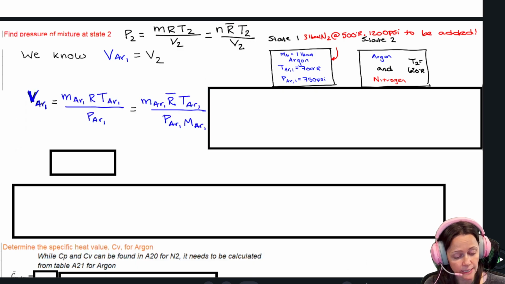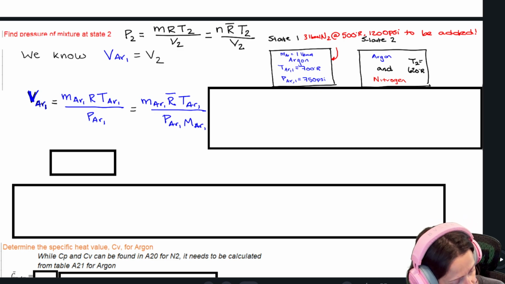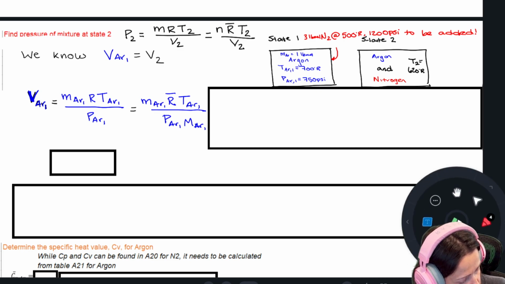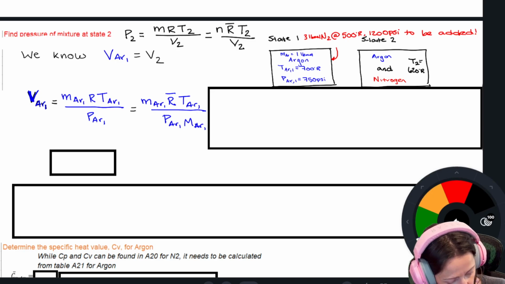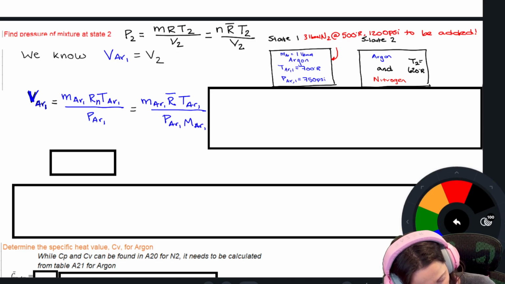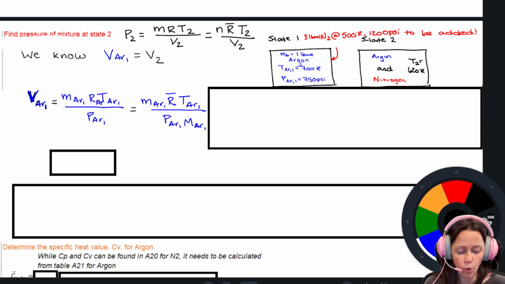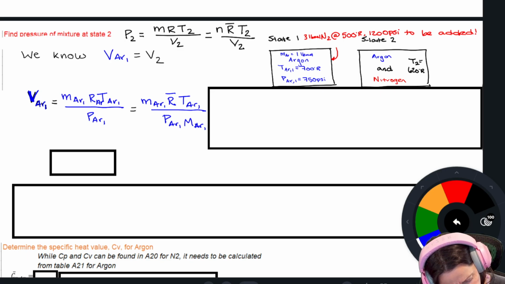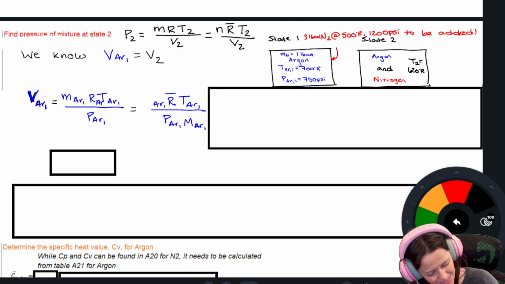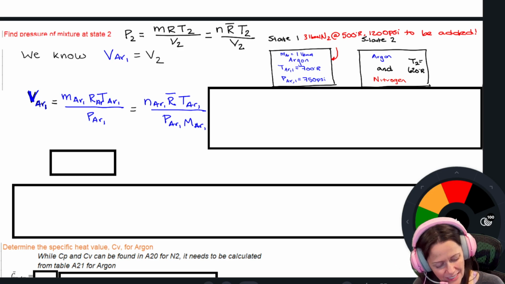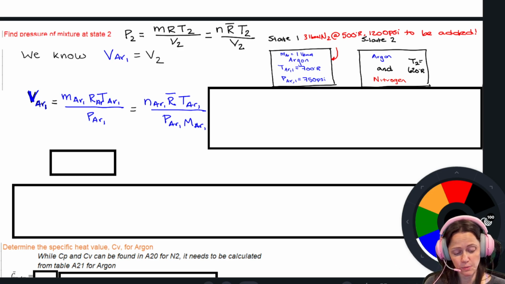So I'm going to apply my ideal gas law to that argon at state 1. So I've got the mass times the specific gas constant. Oops, and that should be of argon. That would be an important thing to note, right? Or let's put this in terms of moles. Let's fix that. Number of moles of argon times R bar times the temperature of the argon over the pressure.